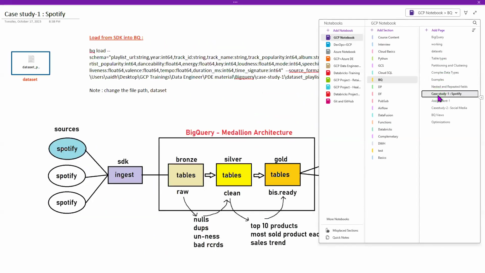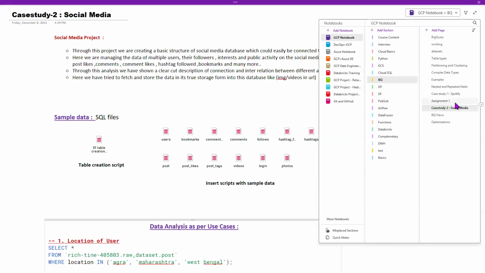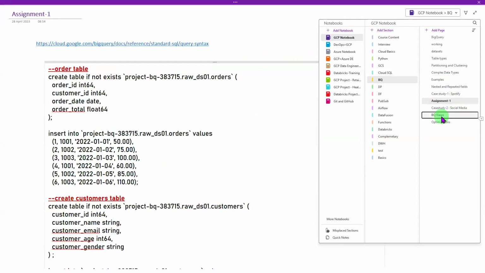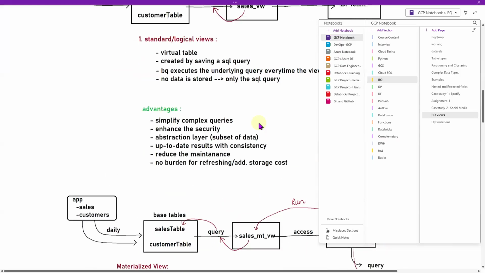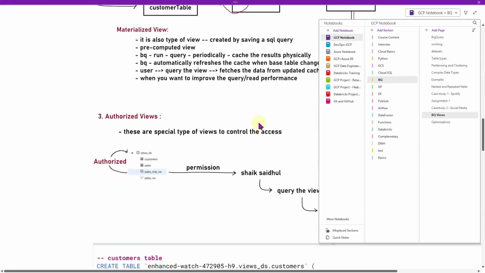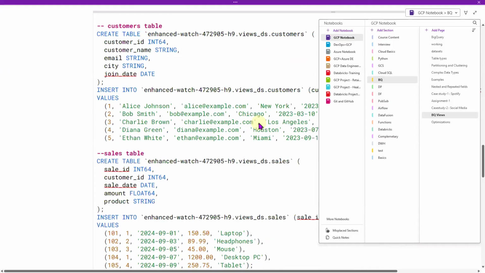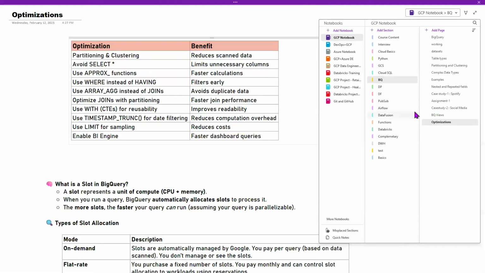Case study, two case studies I've told you, case study 1 and case study 2, and assignment 1 and BigQuery views. What is a BigQuery view? What are logical views, advantages, materialized views, authorized views, and optimizations.